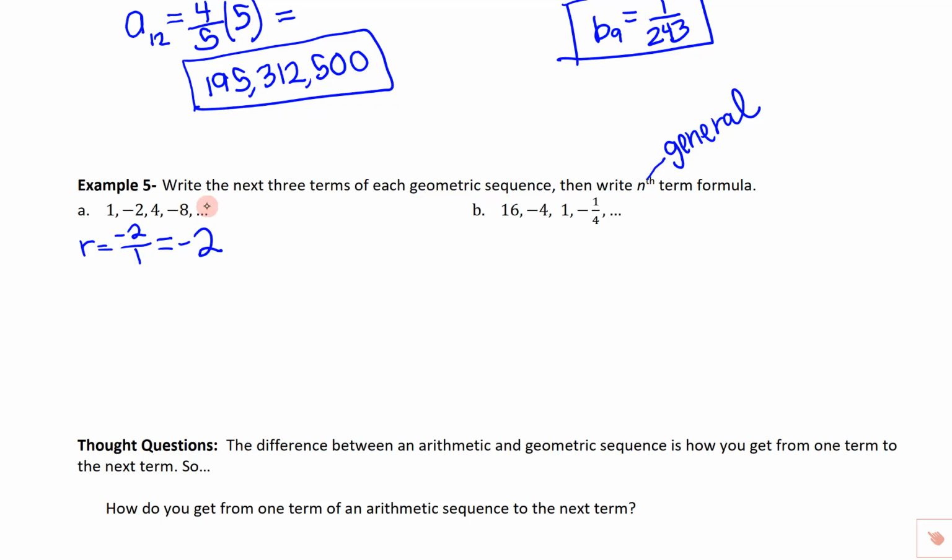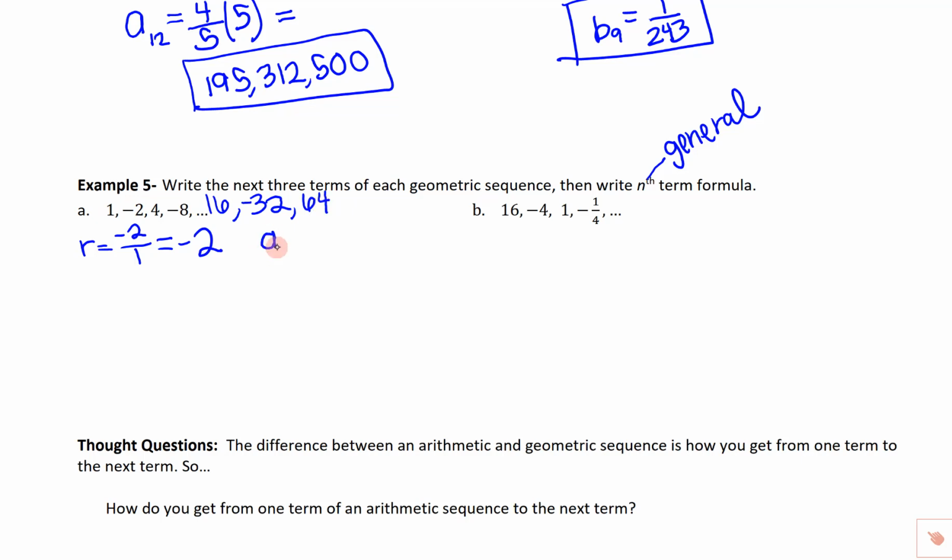So -8 times -2 is +16, times -2 is -32, times -2 is +64. Notice if our ratio, what we're multiplying by, is a negative, your sequence is going to go positive, then negative, then positive, then negative, because when you're multiplying, a negative times a negative is a positive, and then when you multiply by a negative again, it's going to turn to negative. So that's something that you should be able to recognize if the sequence goes positive, negative.